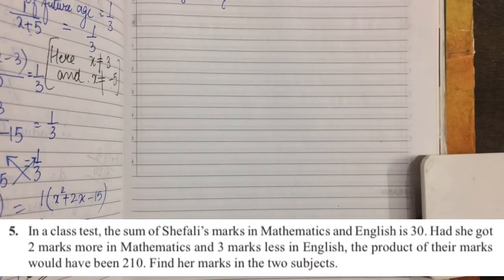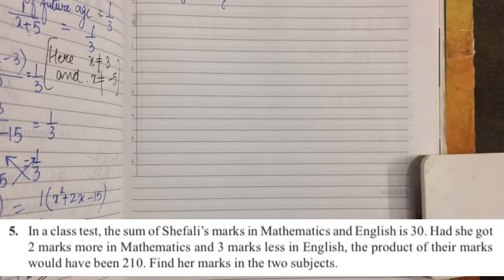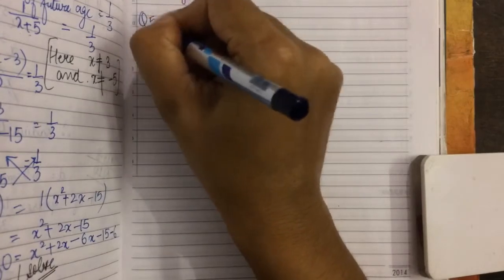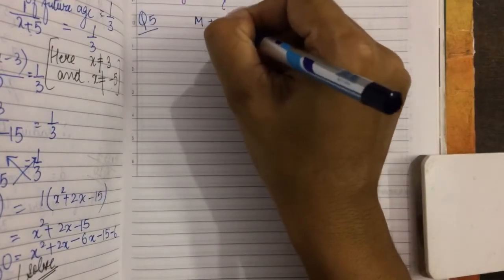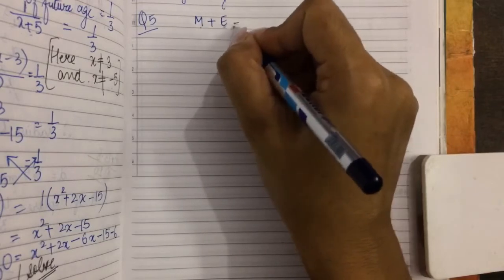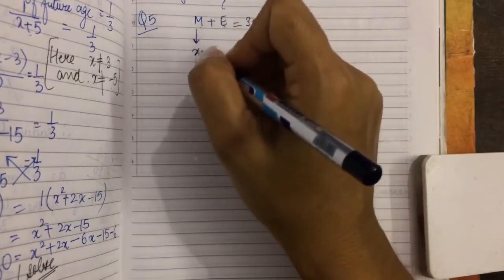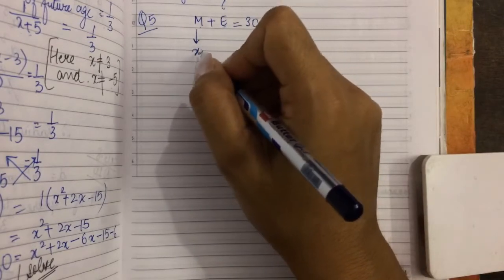So there are two statements given about her marks in math and English. We will use one statement to assume the values and the second one to make the quadratic equation. To assume the values, I am picking the first sentence, the sum of the marks in mathematics and English. So if I just write it roughly, maths and English, the total is 30. Let's represent one of these by x. Let's take the marks in maths as x.